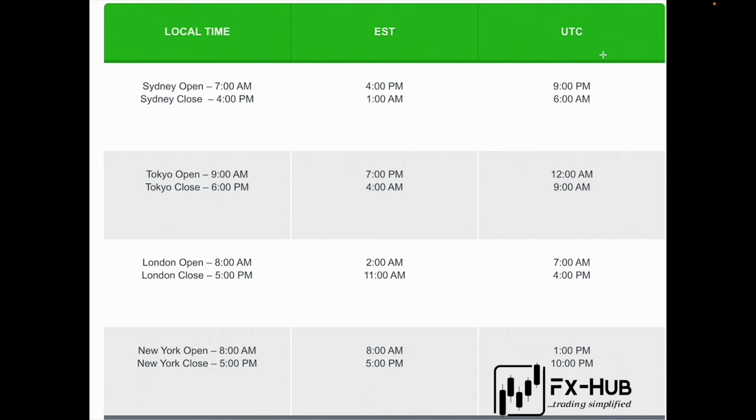Also take note that there is always a point when 2 sessions are open at the same time. We'll call it session overlapping. And one of the favorite session overlaps you'll come across is London and New York. Looking at this, you see that many of the sessions overlap, but it's very nice when the London open overlaps with the Tokyo close. You can see it's a very nice time to trade, and also when the New York open overlaps with the London close.